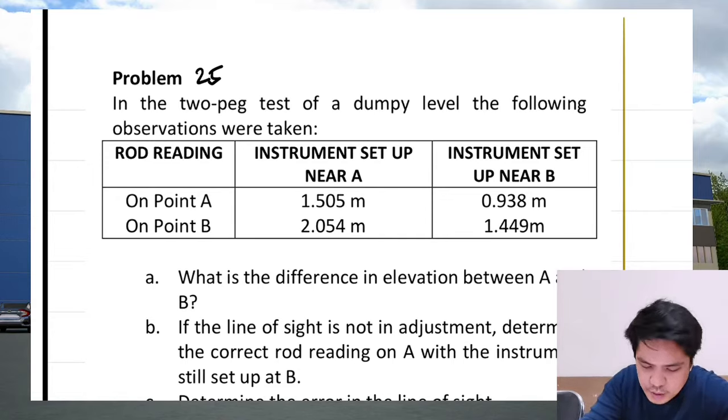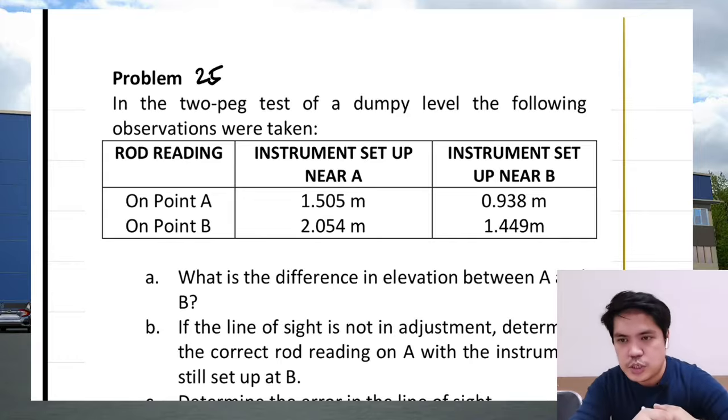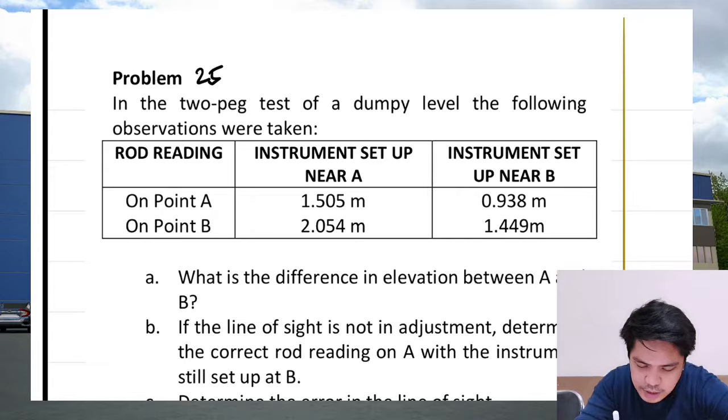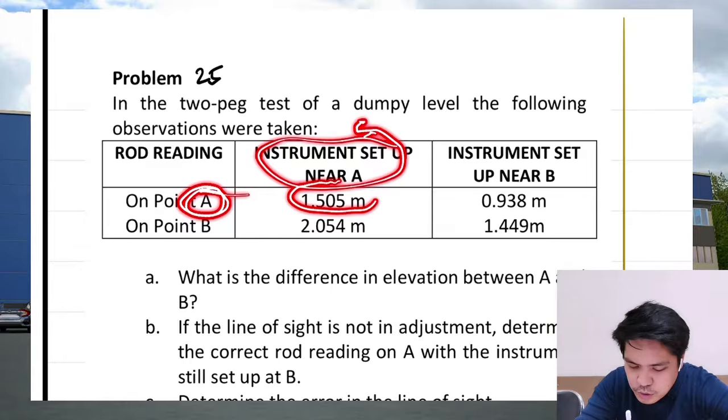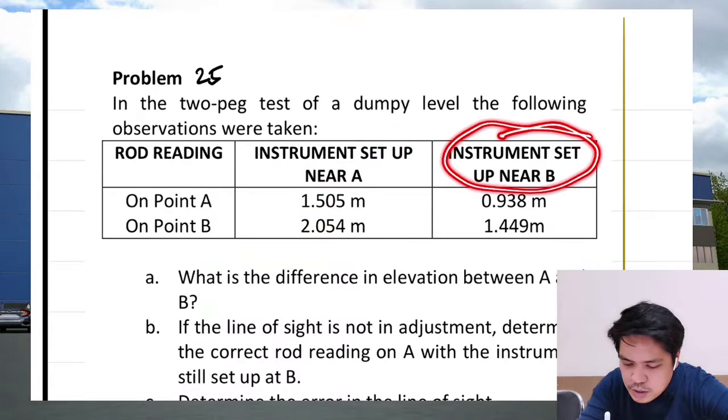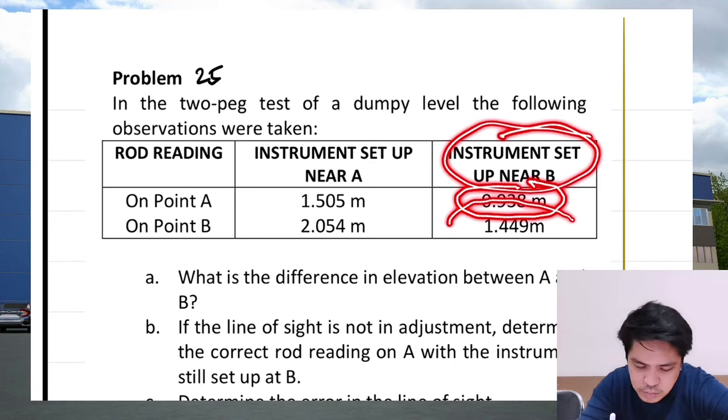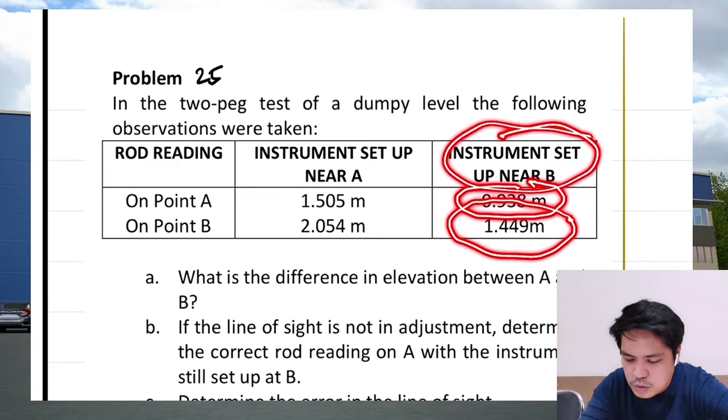In the two-peg test of a dumpy level, the following observations were taken. First, the instrument is set up near A, wherein these observations are recorded. The reading at point A is 1.505, and the reading at point B is 2.054. Then the instrument is set up near B. The reading at point A is 0.938, and the reading at point B is 1.449.